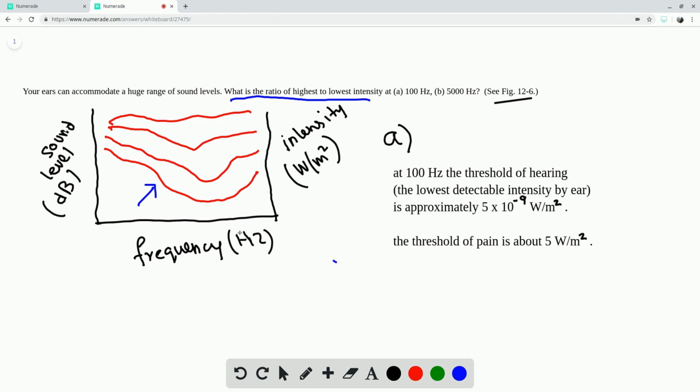So let's put a star mark here and connect that to this point. So that's threshold of hearing.